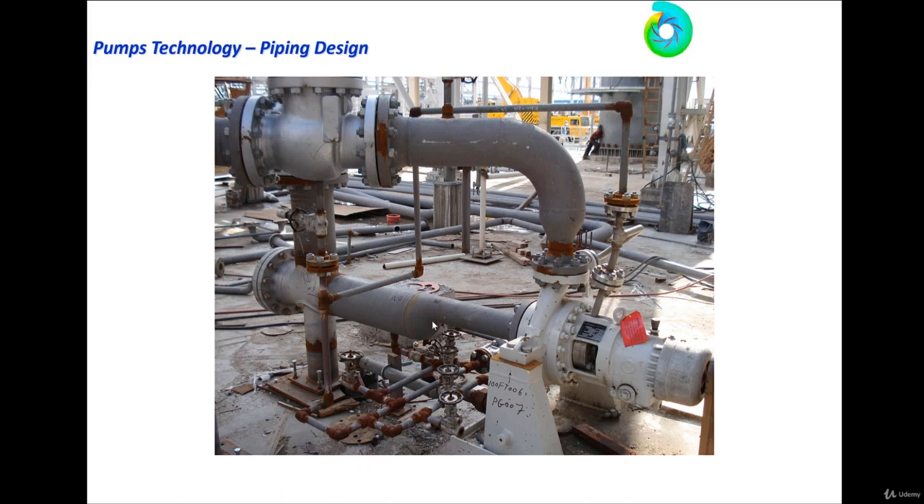Usually you make a straight run before the pump and after the pump of 3 diameters, 3D, or 5D. 3D, the diameter. What is the D? The suction nozzle diameter of the pump is D, and the discharge nozzle diameter of the pump is D.